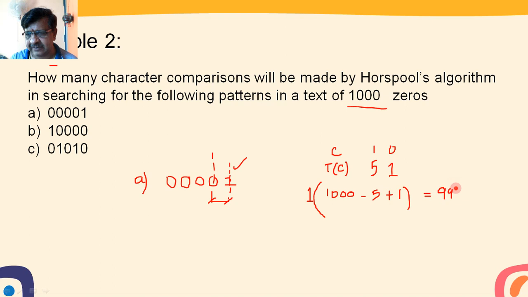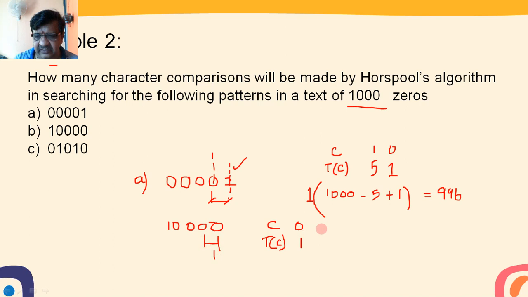Okay, as far as this is concerned, the pattern 1 0 0 0 0. For 0, the shift size is 1. As far as 1 is concerned, the shift size is 1, 2, 3, 4, 5, so the shift size is 5, from here till here. Therefore, the number of alignments will also be equal to 996. But in every alignment, the number of comparisons is 1, 2, 3, 4, 5. This matches because the text is of thousand zeros. Therefore, this matches 1, 2, 3, 4, and this is a mismatch. Anyway, the comparison will happen.